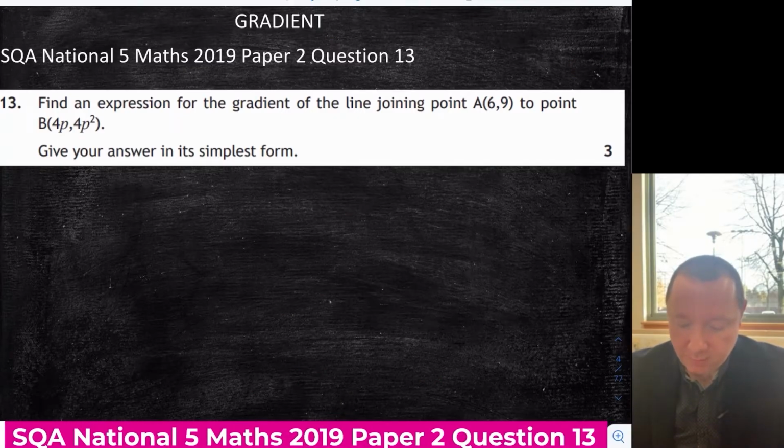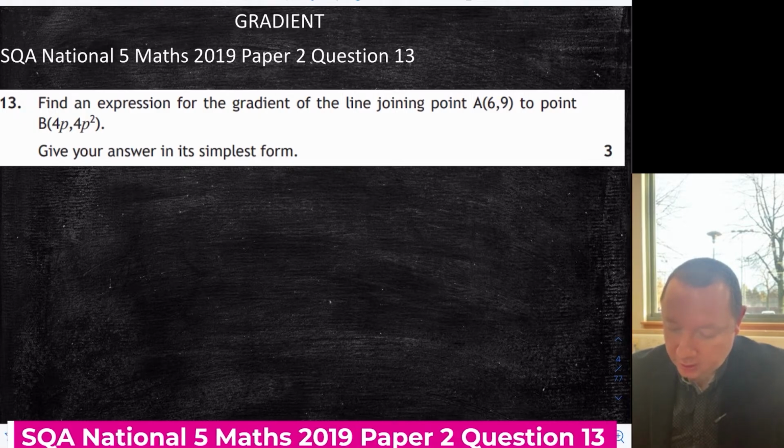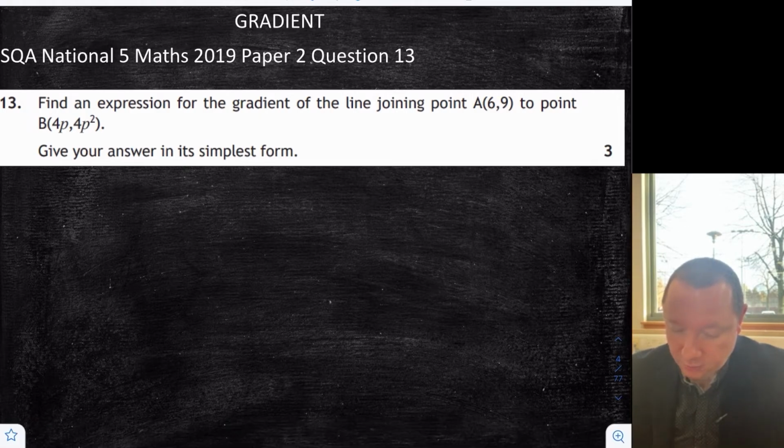Grade National 5 Maths 2019 Paper 2 Question 13 on gradient. Find the expression for the gradient of a line joining A (6, 9) to the point B (4p, 4p squared). Give your answer in its simplest form. Don't worry if it was algebra in this question. You can still just do it using the gradient formula and you'll just have an algebraic answer.